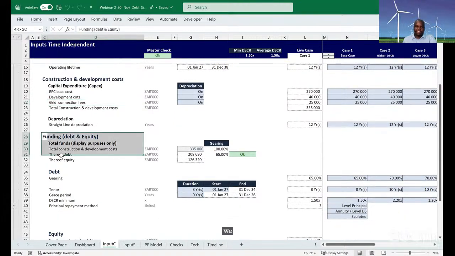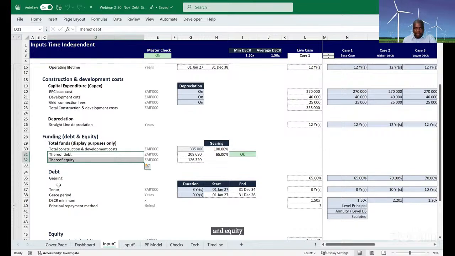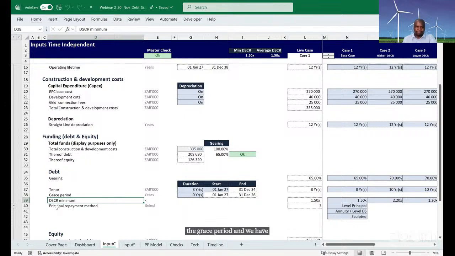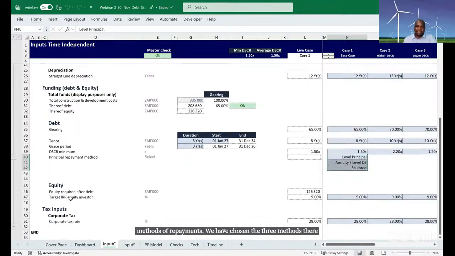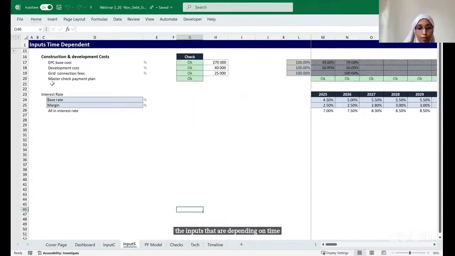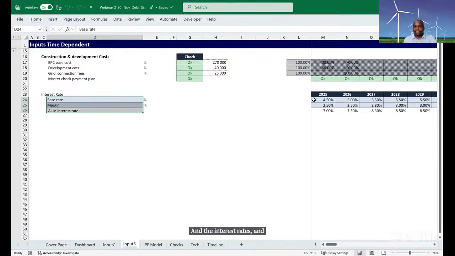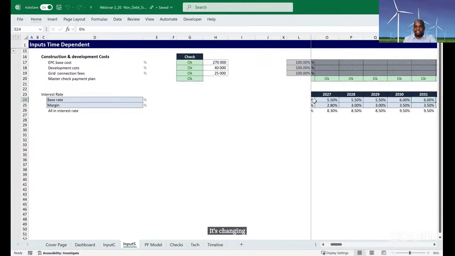Then we come to the funding stage, where we say we are funding using debt and equity. For the debt, we know that there is the tenor, there is the grace period, and we have our minimum DSCR. Then for the methods of repayment, we have chosen 3 methods there. Then we have our target equity IRR, then the tax inputs, right? Then when I come to input S, these are just the inputs that are dependent on time. Here I've only put some cost allocation and the interest rate, and as you can see, the interest rate is changing each and every year.